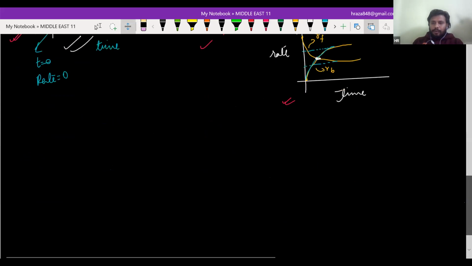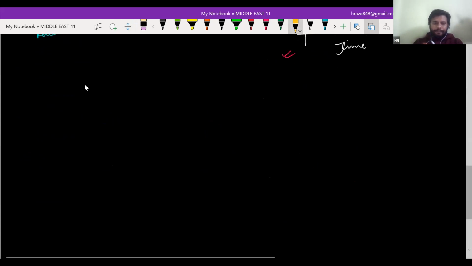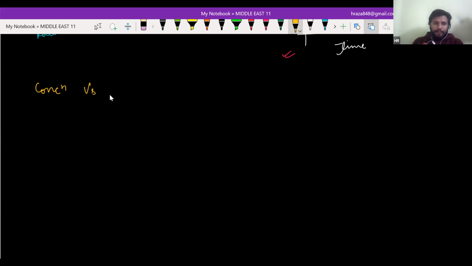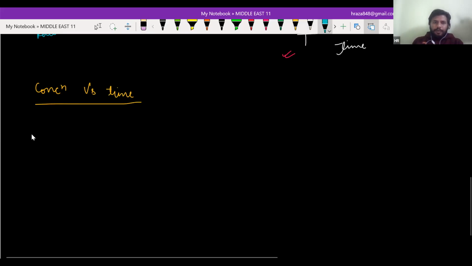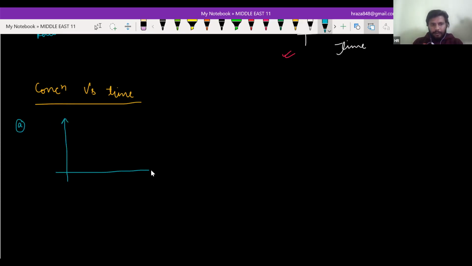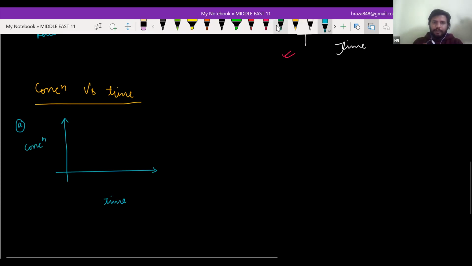Now going for the second graph, concentration versus time. For concentration versus time, there will be three graphs like the earlier. You just need to read or understand the graph. This x-axis represents time and this y-axis represents concentration.